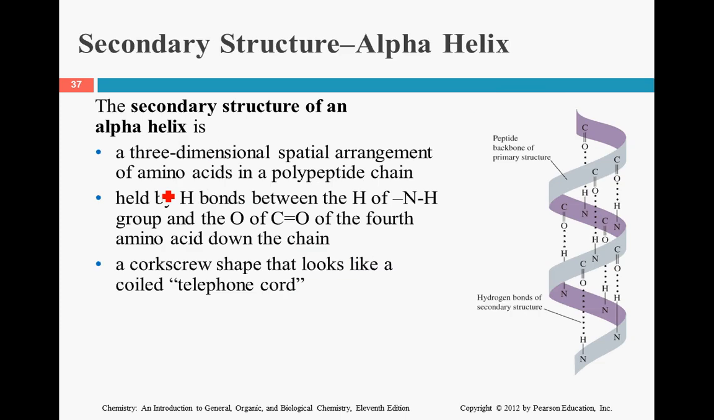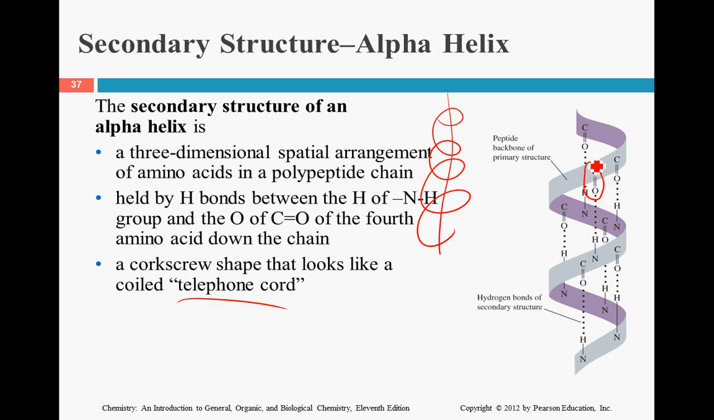Then we get to the secondary structure. Now we're talking about how the structure interacts with other structures or even with itself. For instance, the alpha helix is actually interacting with itself. Think of a line and then it twists upon itself. It's the same line, except it's curling down like a telephone cord.